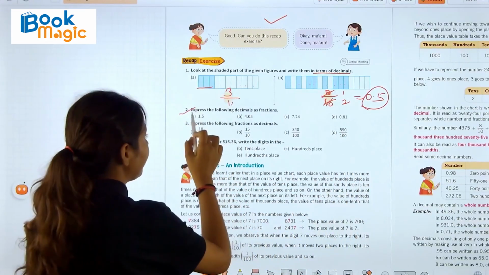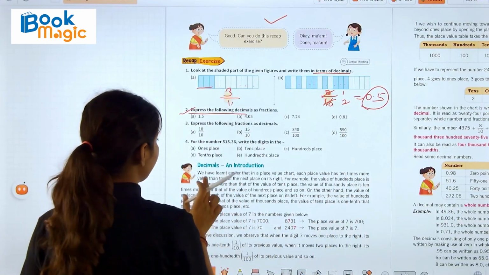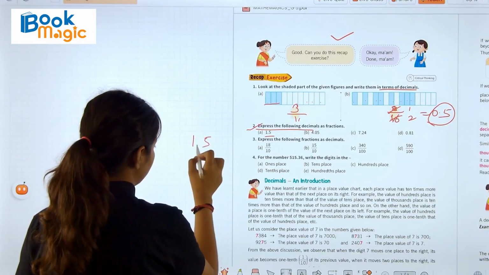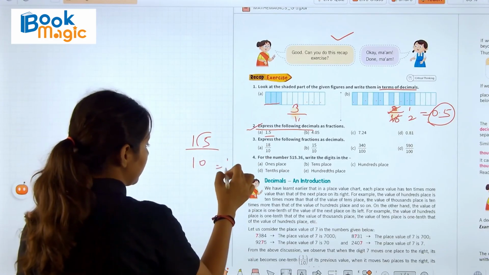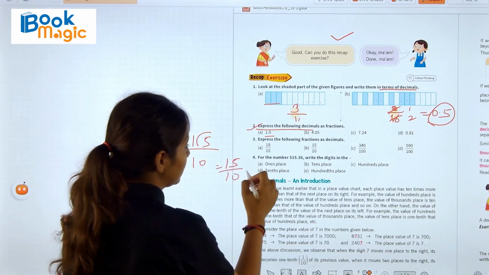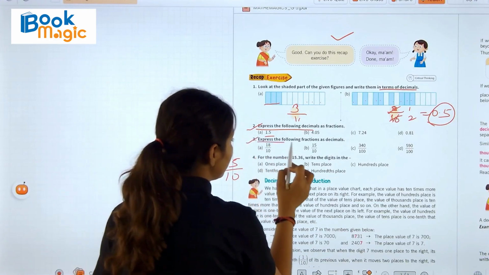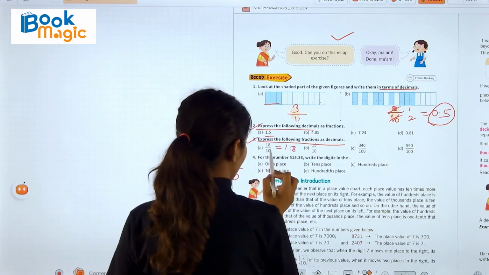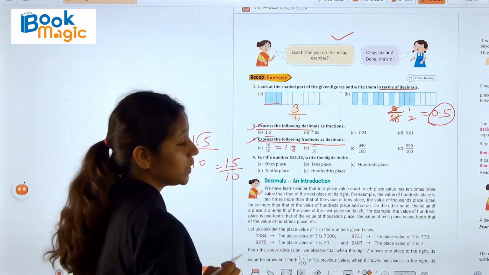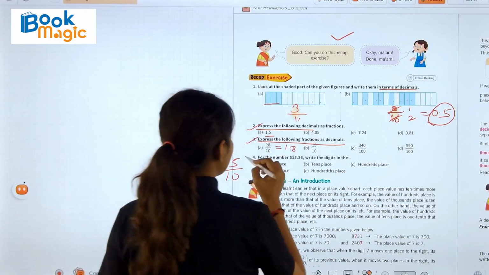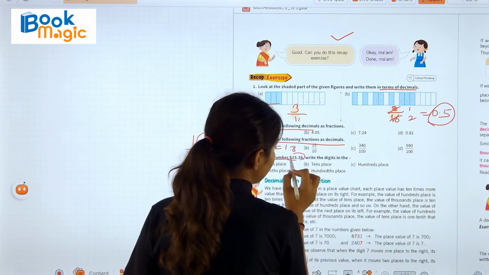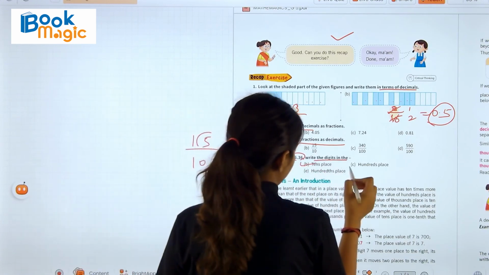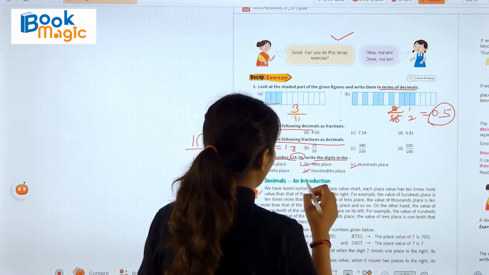Then we have to express the following decimals as fractions. This is 1.5, that means it will be 15/10. Then we express the following fraction as decimal. So it will be 1.8. You have to just make a point in between these two digits. Then we have question number 4. For the given number, write the digits in the ones place, tens place, hundreds place, tenths place and hundredths place.